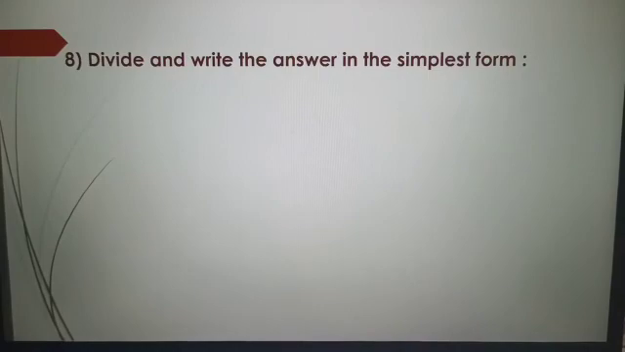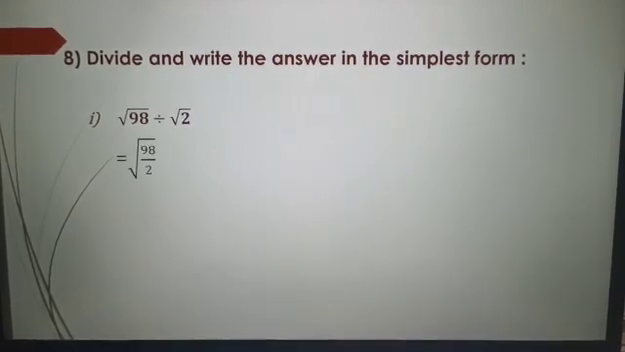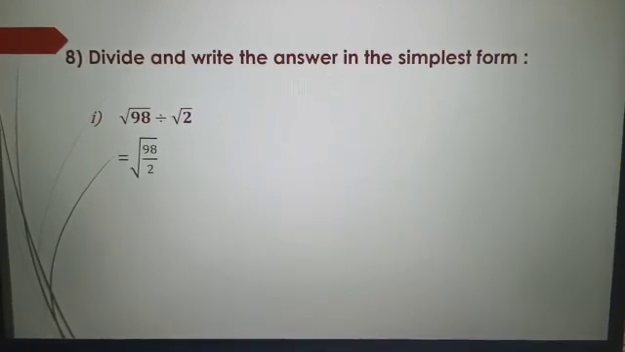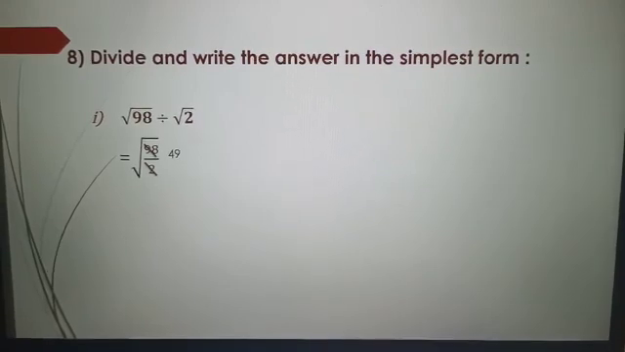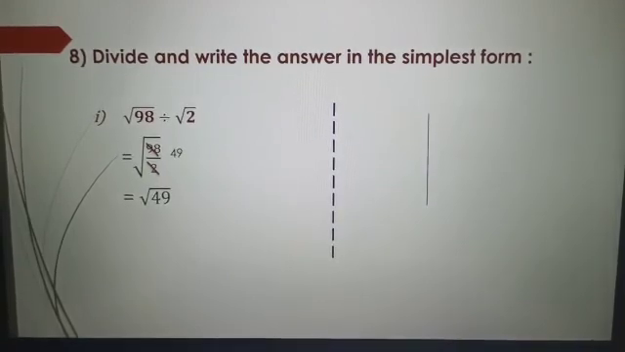Next one is question number 8. Divide and write the answer in the simplest form. First one is square root of 98 divided by square root of 2. So divide 98 upon 2. How many times 98 in 2? That is 49 times are there. Now square root of 49. So we have to use factorization method to solve the 49.